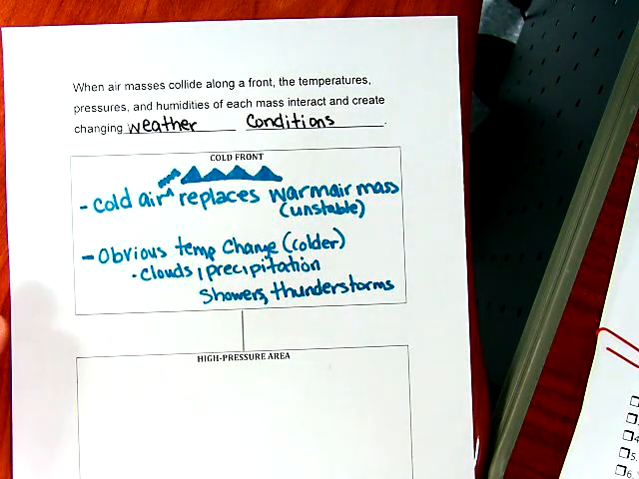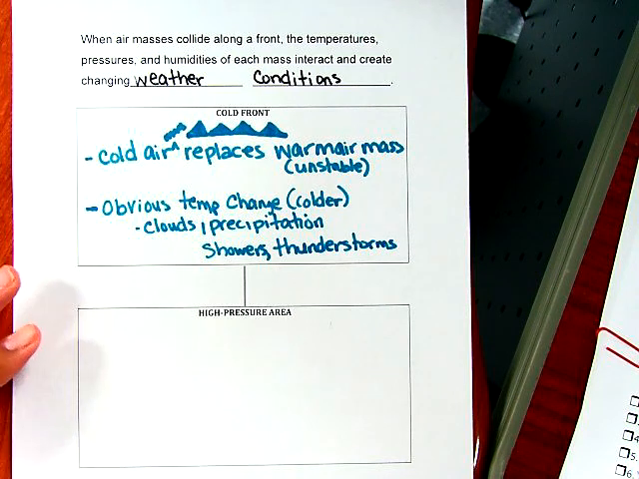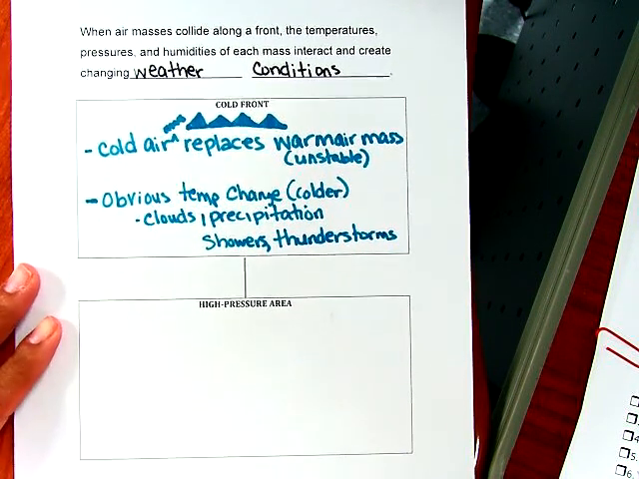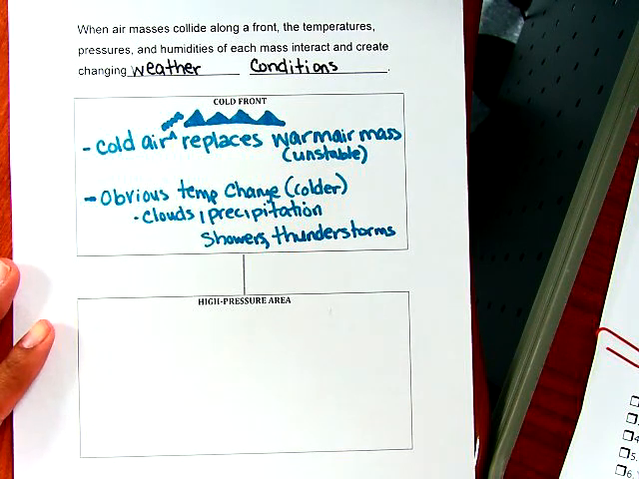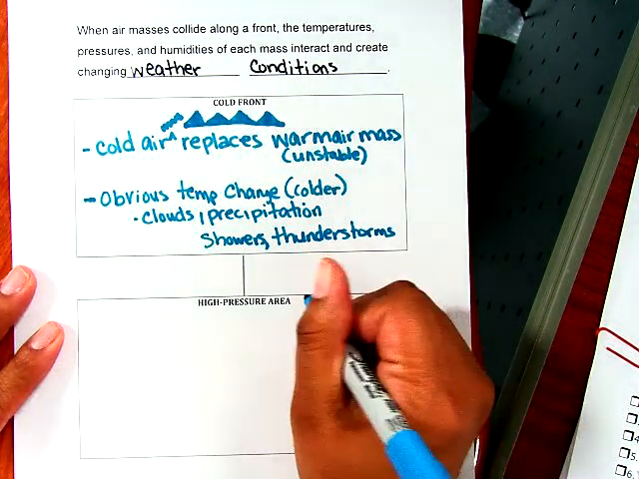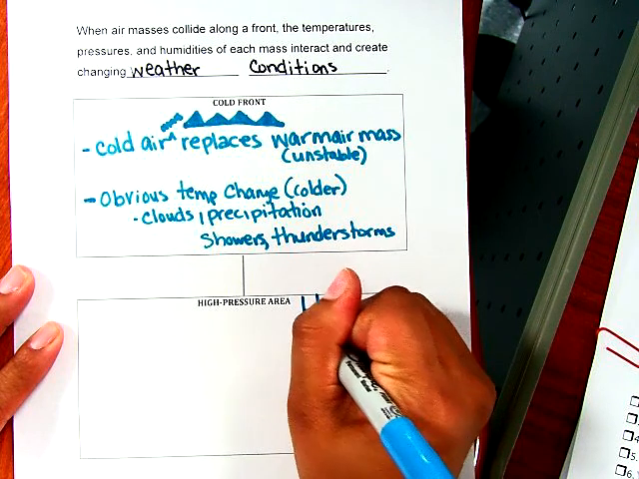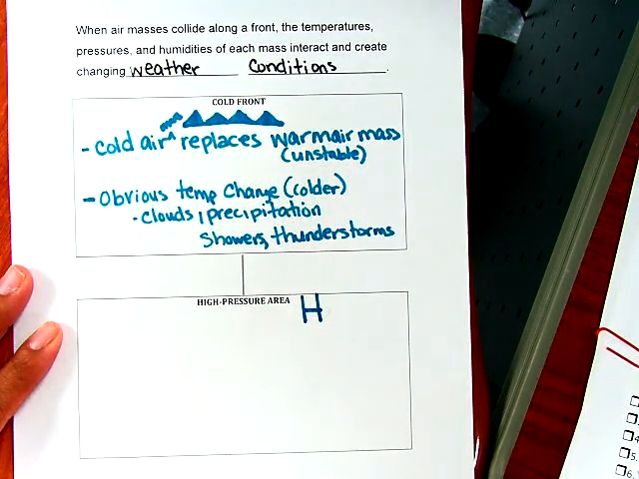Looking at your high pressure, what's the symbol for high pressure? Everyone. H. I know we didn't do cold front yet. Our warm front. We're doing high pressure because it's linked to cold fronts.